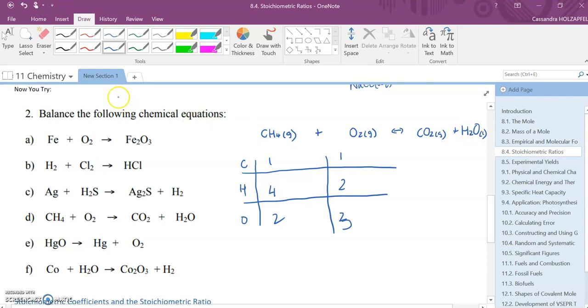So what I could do, if I double just the water, then that's going to double the hydrogens and it's going to double this oxygen. So now we have 1, 2, 3, 4 oxygens. Okay, so we've got our carbon that's balanced, we've got our hydrogens that are now balanced. The last thing we need to balance is going to be our oxygen, and that's going to be pretty straightforward to do. So now we have a balanced equation.